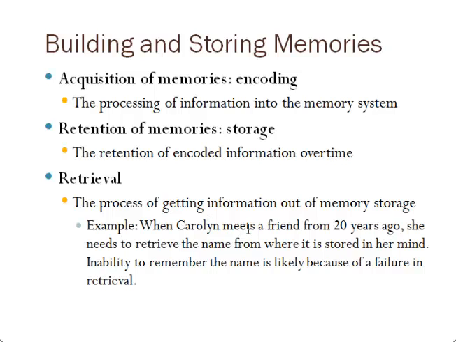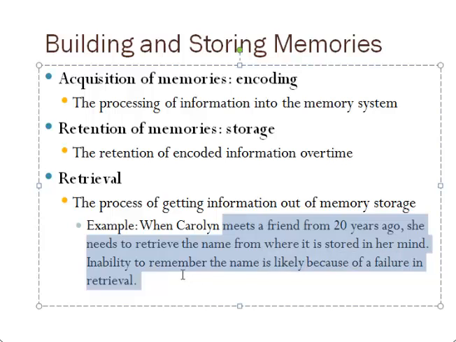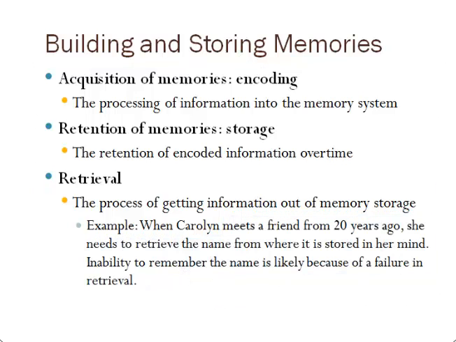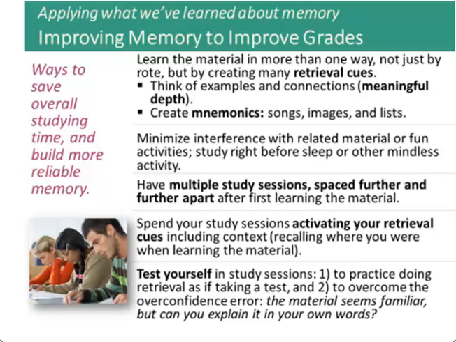When Carolyn meets a friend from 20 years ago, she needs to retrieve the name. Even though she hasn't seen the friend in 20 years, she may then be able to go back into the past and retrieve the information that's still there to try to remember the person's name.